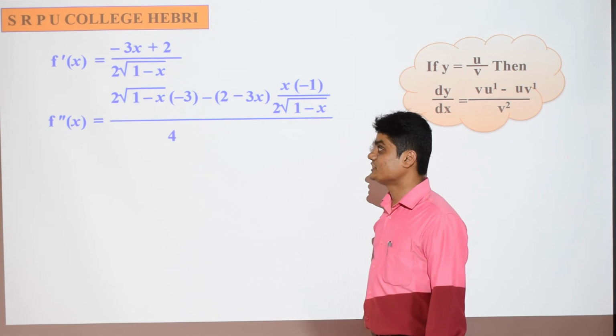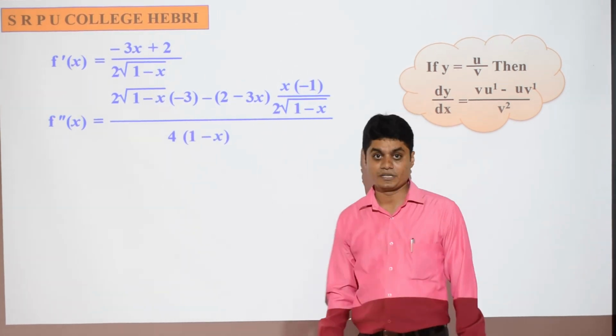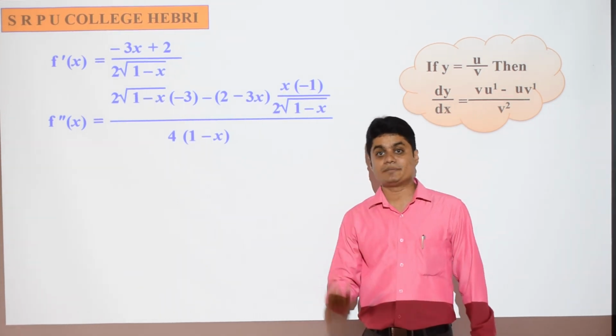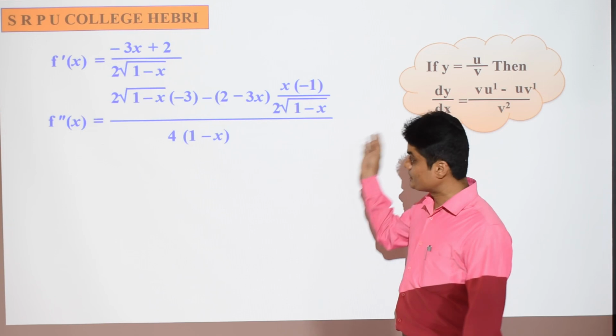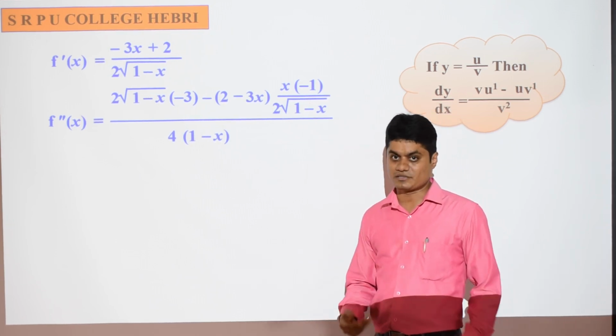So be careful. What is the denominator? Square of the denominator, which is 4 into 1 minus x. Now you have two options. Either you simplify this, then substitute x is equal to 2 by 3, or substitute directly x is equal to 2 by 3 and simplify after that. One and the same is left to you.